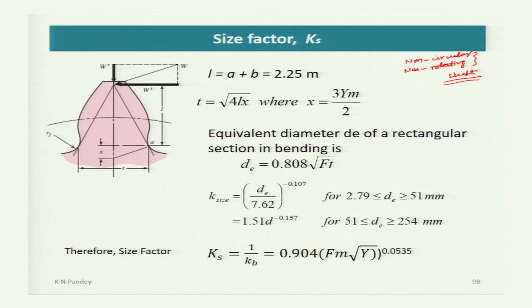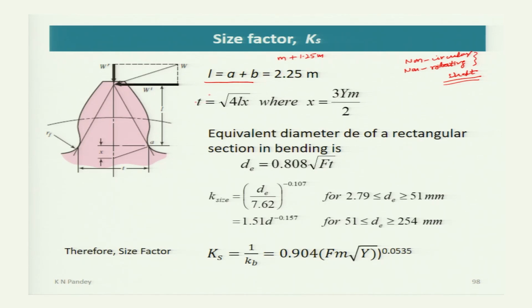What we will do is take one particular tooth with module m, and the height from small a to the line of action of WT equal to L. Then this L will be equal to the addendum plus the dedendum, a plus b. Standard addendum is equal to 1 module and standard dedendum is equal to 1.25 module, and so L may be given as 2.25 m.